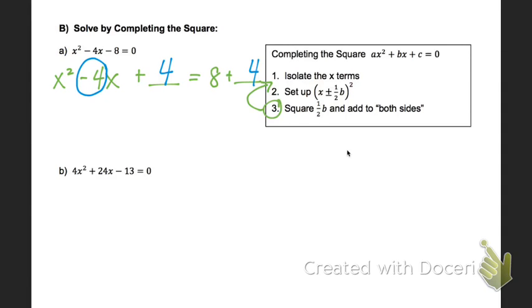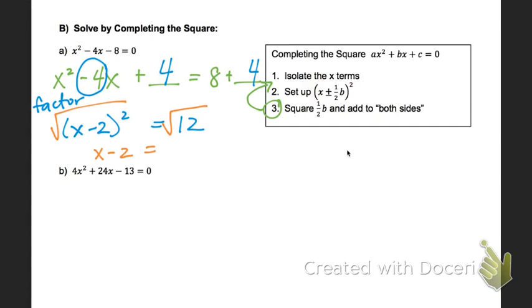Okay, from here I'm going to factor, and you get x minus 2 squared equals 12. Then I'm going to square root each side. And you get x minus 2 equals plus or minus the square root of 12. Don't forget the plus or minus. Then I move the 2 over: x equals 2 plus or minus the square root of 12.